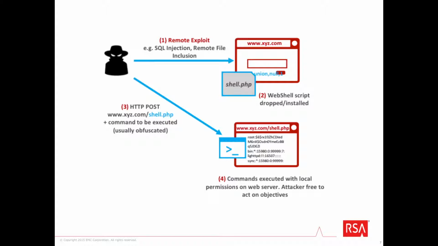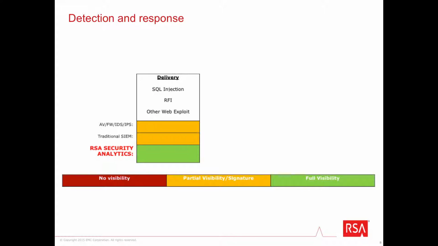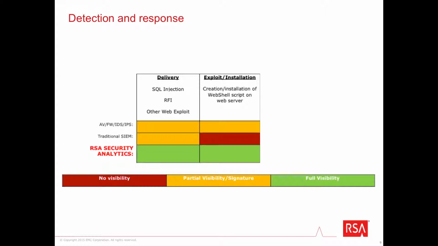When we look at the delivery of the initial exploit, network controls in traditional SIEMs give you partial visibility that is based upon signatures. RSA Security Analytics gives you full visibility into the attack by leveraging behavioral analysis of our SIEM, full packet capture, threat intelligence, and endpoint visibility. As we move into the installation phase, traditional SIEM really falls down, and network controls only offer partial visibility. RSA Security Analytics again gives you full visibility into this phase as well.